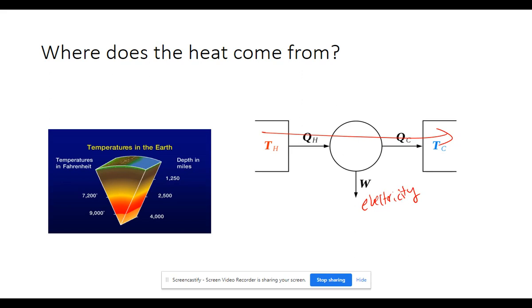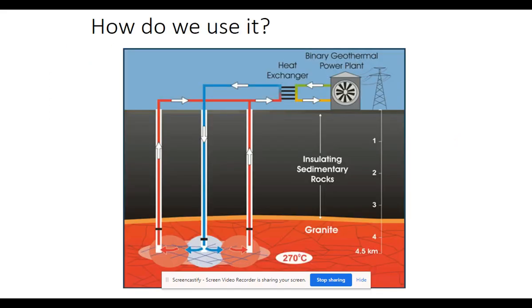And so what we need to do in order to create a temperature differential is drill down into the earth, get something that's hot, and then release it out into the cold. So we're using the atmosphere as our cold reservoir, and we're using the interior of the earth as our hot reservoir. Here's a picture of this.